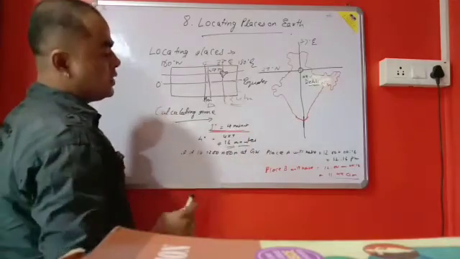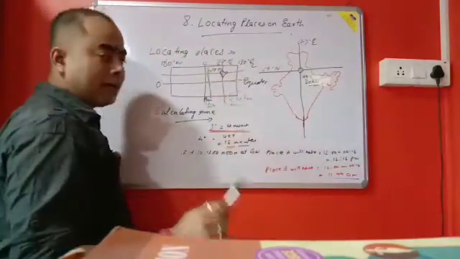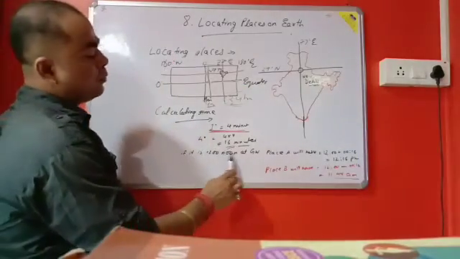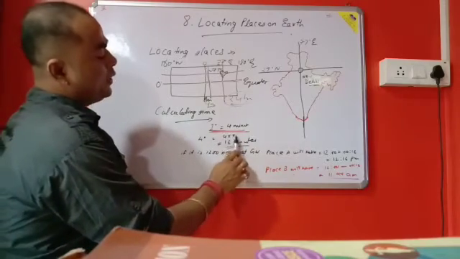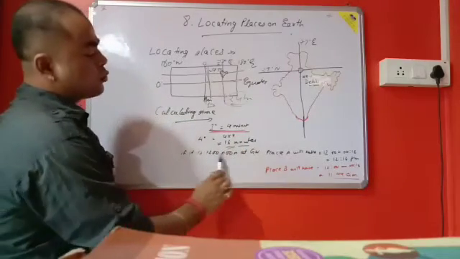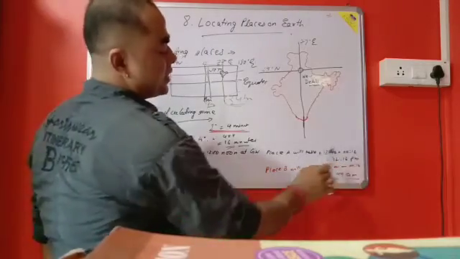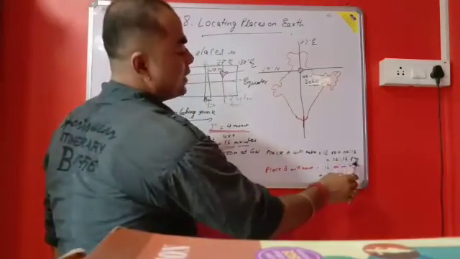Suppose a question is: if a place is located 4 degrees toward the east, what time will it be there if it is 12 noon in Greenwich? 1 degree takes 4 minutes, so 4 degrees takes 4 into 4, that is 16 minutes. So if it is 12 noon at Greenwich, place A will have 12 plus 16, because noon has already passed. So we get 12:16 p.m.